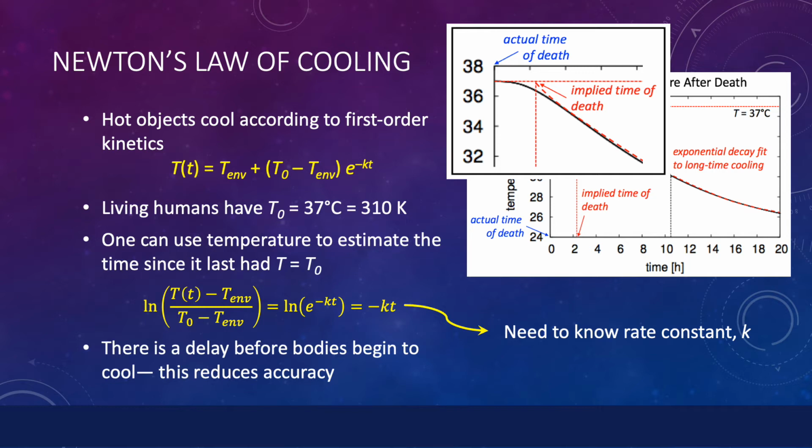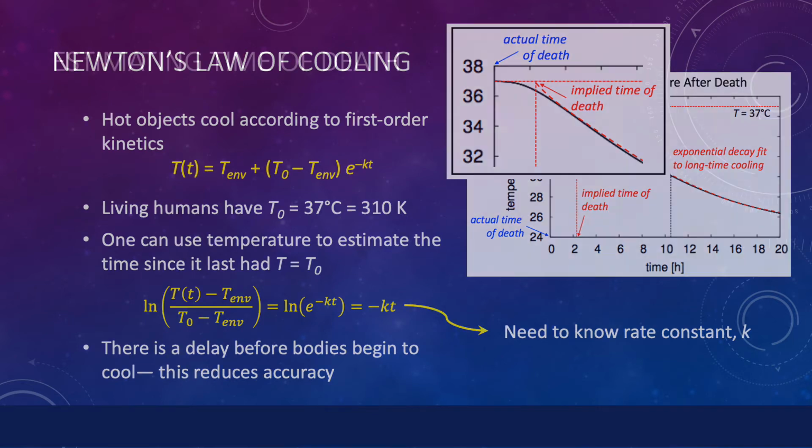The reason for this is that as the body is shutting down, it doesn't immediately begin to cool. In fact, it maintains its temperature to some extent for a little bit of time, and then it begins to cool according to this Newton's law process. So we're going to use this fact to estimate the time of death, but we know we cannot get an accurate time of death simply by measuring Newton's law of cooling.